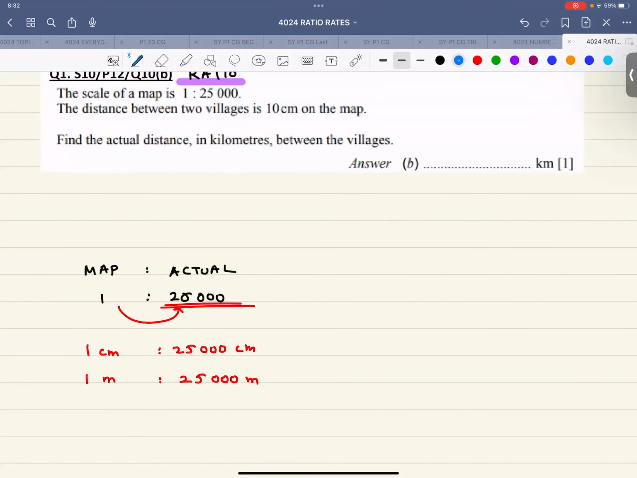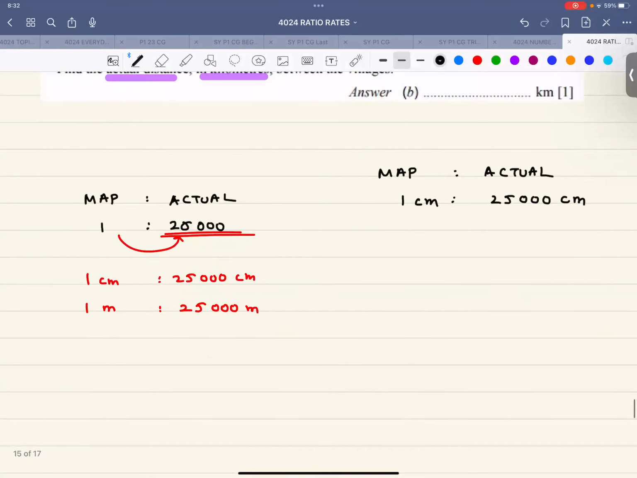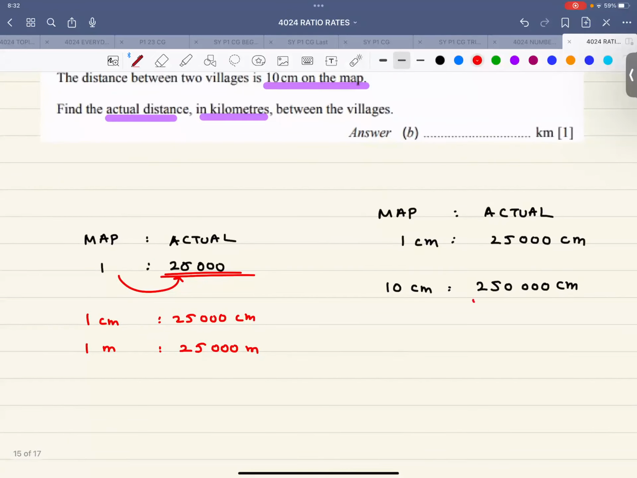Now let's look at the first part. Actually there is only one part. The distance between the two villages is 10 centimeters on the map. Find the actual distance in kilometers between these villages. Now let me write it over here again, map, and this is actual. This is 1, this is 25,000. If this is 1 centimeter, this is 25,000 centimeters. Now, if I write 10 centimeters over here, basically it becomes 250,000 centimeters.